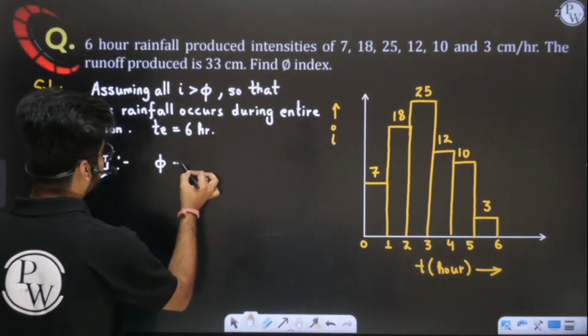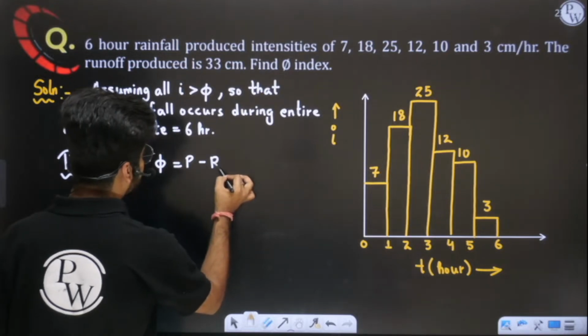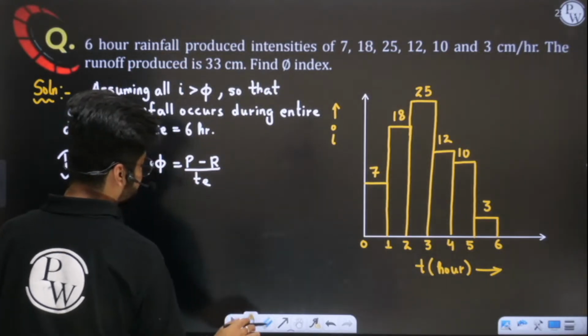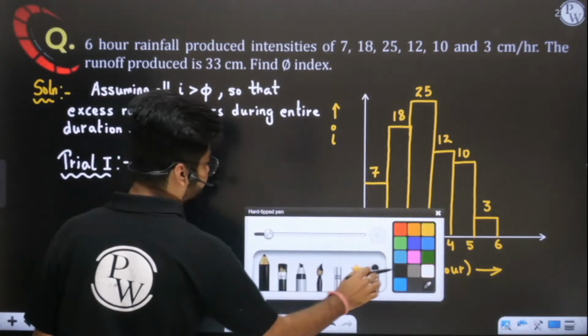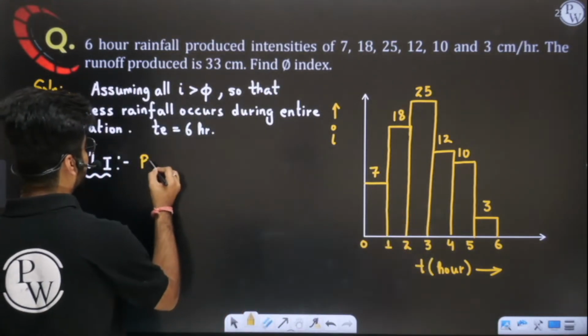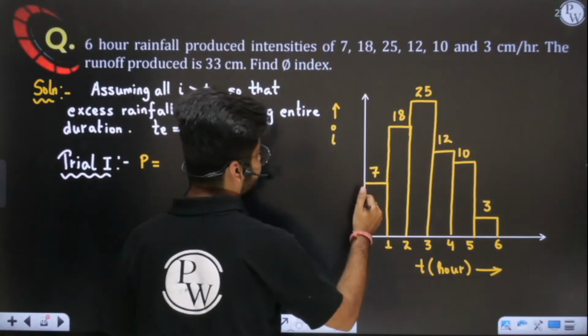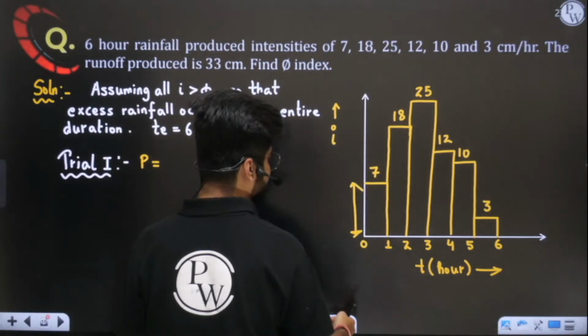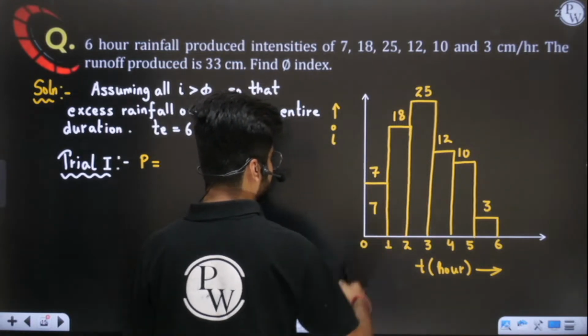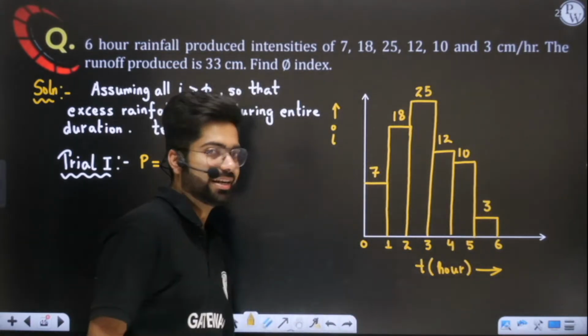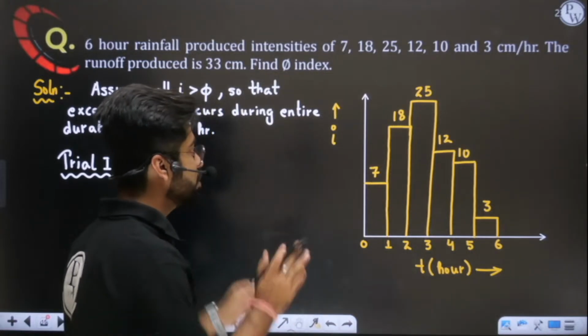Find the value of phi. The formula for phi is P minus R upon excess time. First, let us find the total value of P. See, 7 centimeter per hour multiplied by 1 hour will be 7. This area is 7, this is 18. Simply find the area of all these bars, rectangles, and sum it up. That will give you the total precipitation.